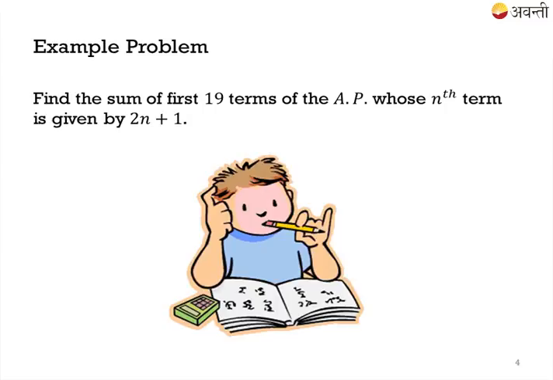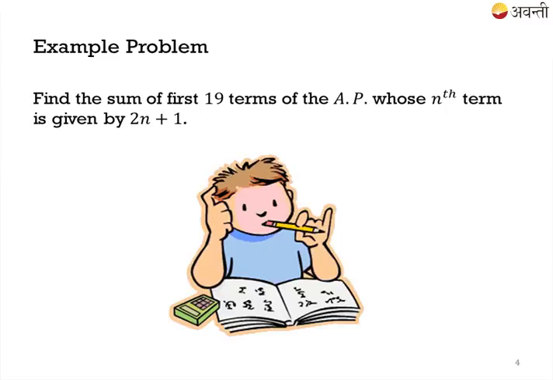Now let's try to solve a question. The question says that we have to find the sum of 19 terms of an AP whose nth term is given by 2n plus 1. Now you might think that you have been given no information in this question. You neither know a nor d. You are just told that you have to find the sum of 19 terms of any AP. But over here you have been given that the nth term of this AP is 2n plus 1.